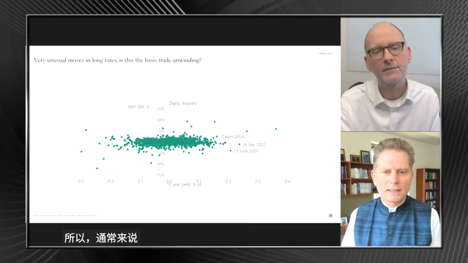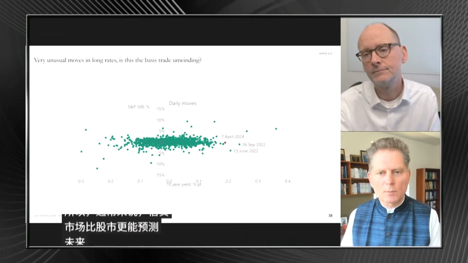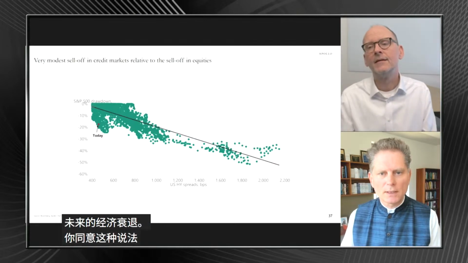So typically, the credit market is actually a better predictor than the stock market about future recessions. Would you agree with that? Historically?